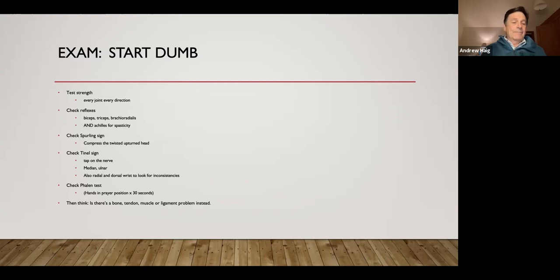okay? Phalen test is where you have the person hold their hands in a prayer position with their elbows out for about 30 seconds. They start feeling numb. That's a positive test for carpal tunnel syndrome. Only after you do all that, you stop and go, did I make them hurt? And you start thinking about, like, do they have de Quervain's tenosynovitis of the thumb? So you mush around the thumb tendons and they hurt, or they've got a ganglion cyst, or whatever. You start looking more at musculoskeletal stuff. But if you do this in 5 minutes or less and then start thinking, you'll never miss a trick.